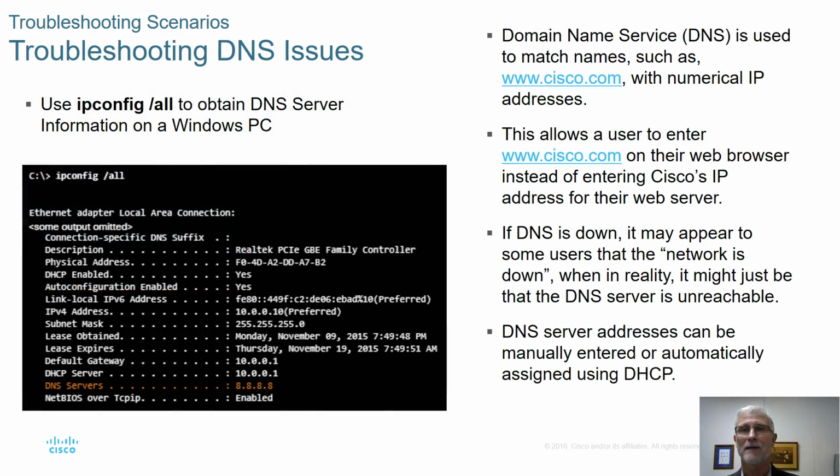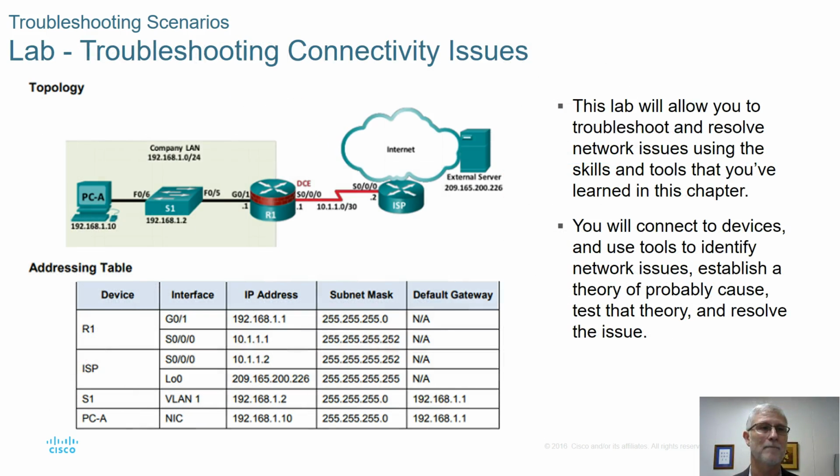Now, DNS, okay, of course we know what it is: it matches up IP addresses with your URL. So it allows us not have to remember a bunch of numbers. But if that system's down, you're going to see that. You may see when you do an ipconfig that the DNS server is down. But usually it's set up through DHCP, and you never have to worry about it.